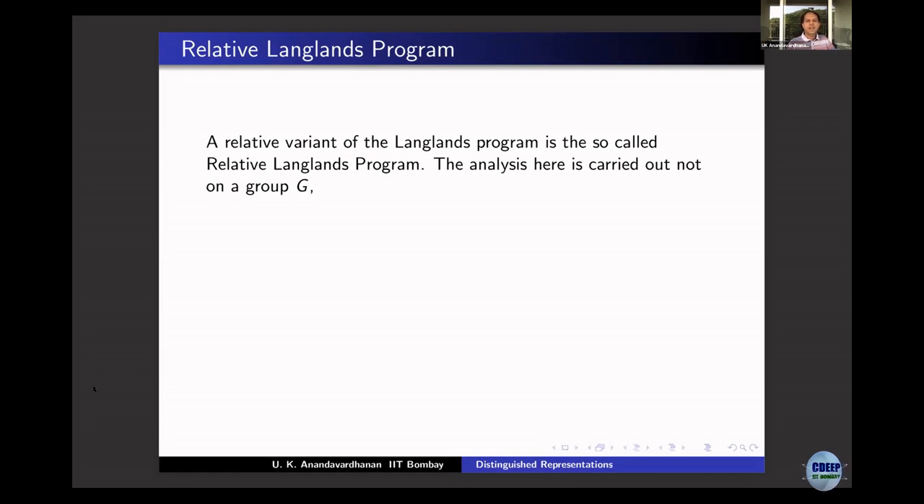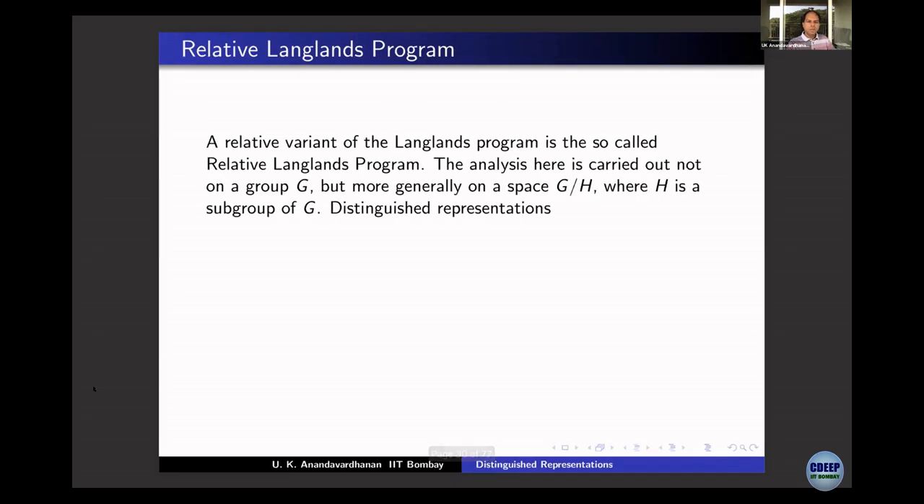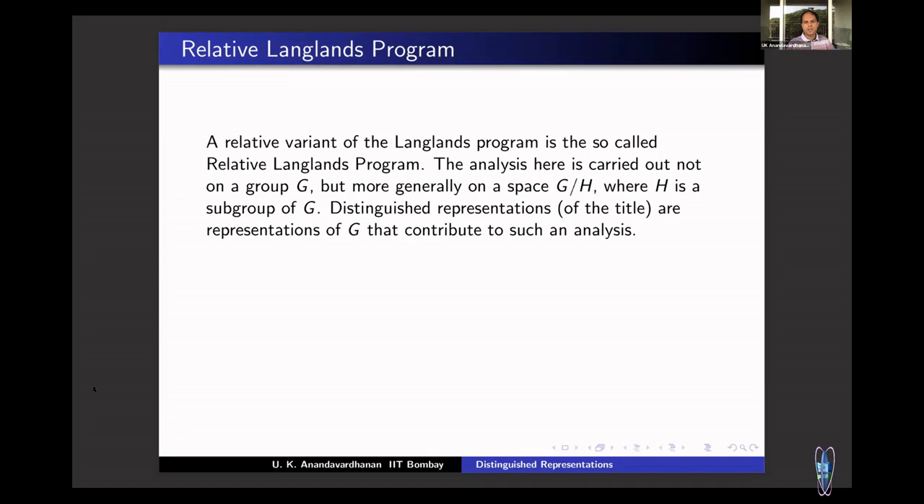The analysis here is carried out not on a group G alone, but together with a group G, you also have a subgroup H, and analysis is carried out more generally on these quotient spaces G mod H. So not just G, the data consists of a subgroup H also, where H is a subgroup of G. Distinguished representations, which is my title, these are representations of G that contribute to such an analysis. These are the main objects of study in what is called the relative Langlands program.